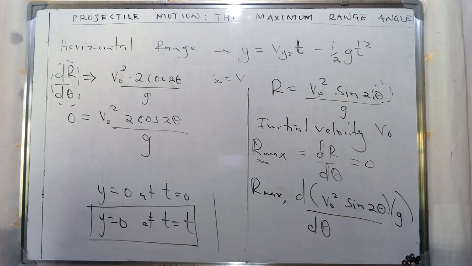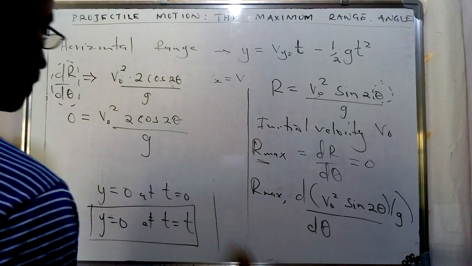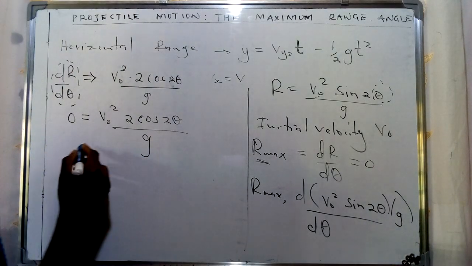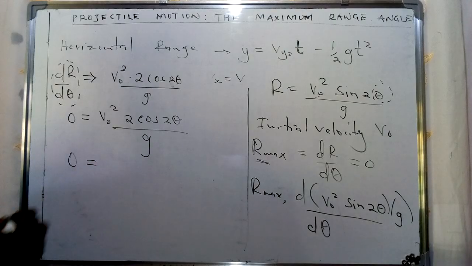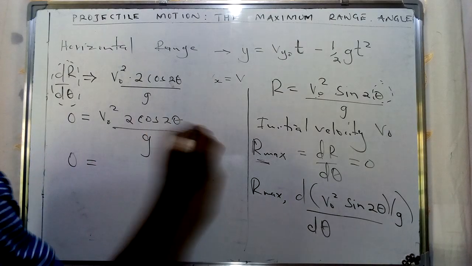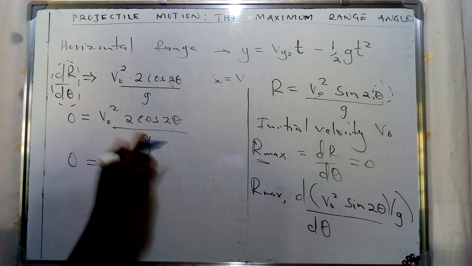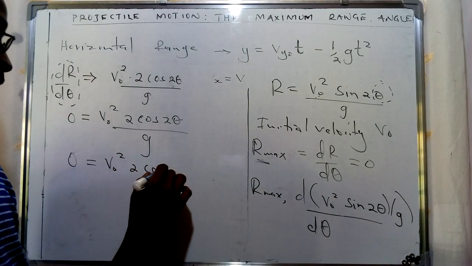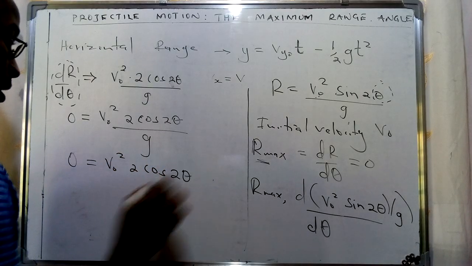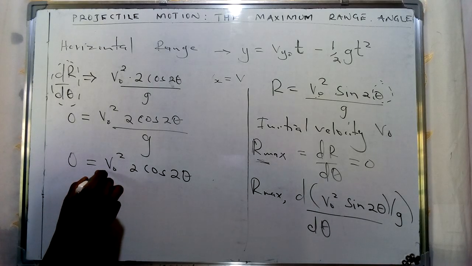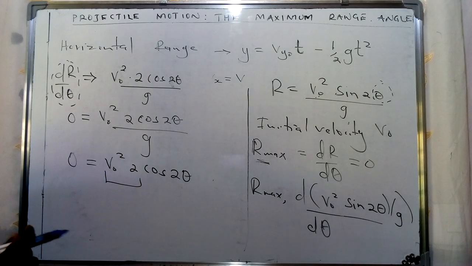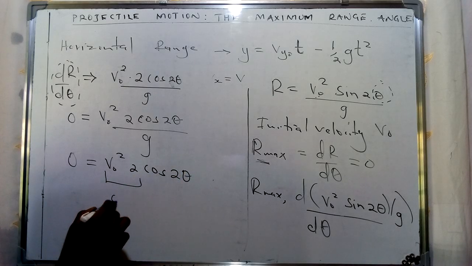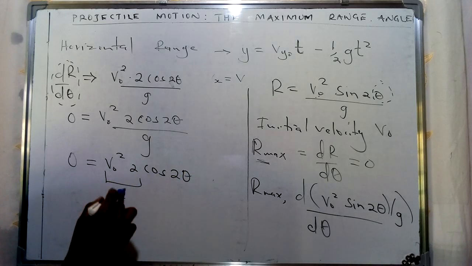This implies that we can multiply by g on both sides, and therefore we're going to have 0. So we're going to multiply by g on both sides in this case for simplification, and then we're going to have 0 equals v naught squared times 2 cosine of 2 theta. If we look at these two specific values as coefficients of the cosine of 2 theta, then these are not going to be equivalent to 0.